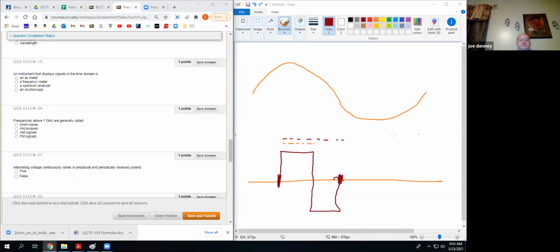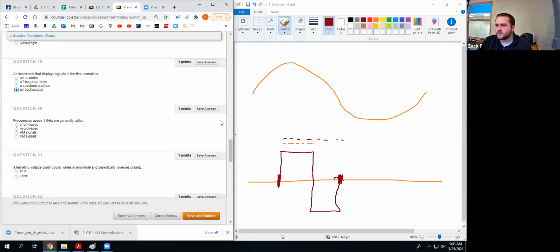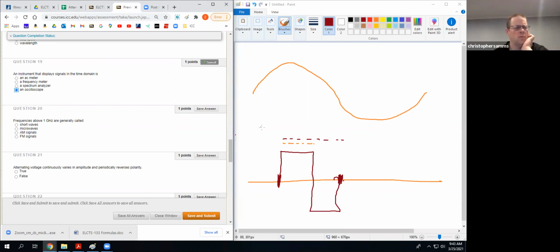An instrument that displays signals in a time domain. Oscilloscope. Do you guys use oscilloscopes in 131 or 132 at all? Yeah, a little bit. You get introduced to them at least. Well, just a demonstration of how to use it.